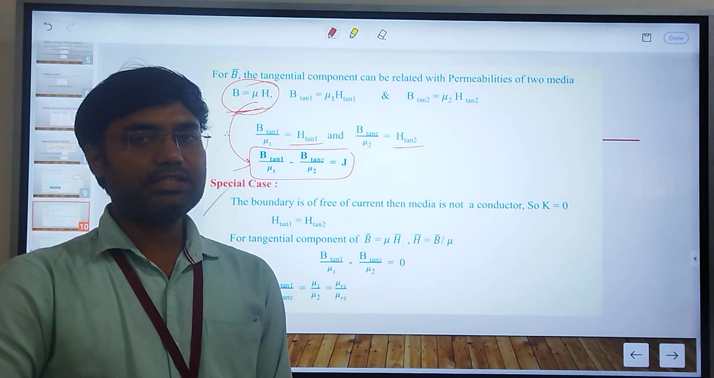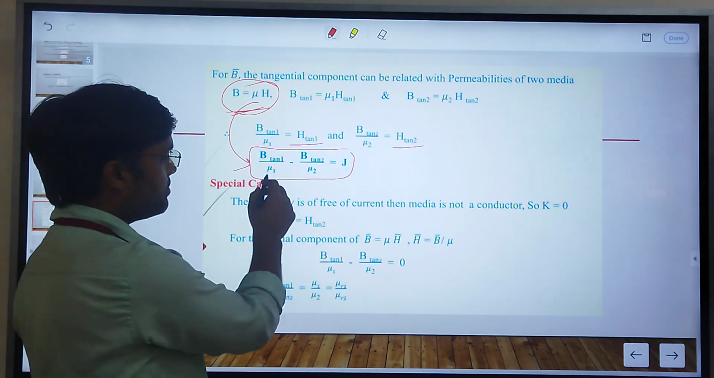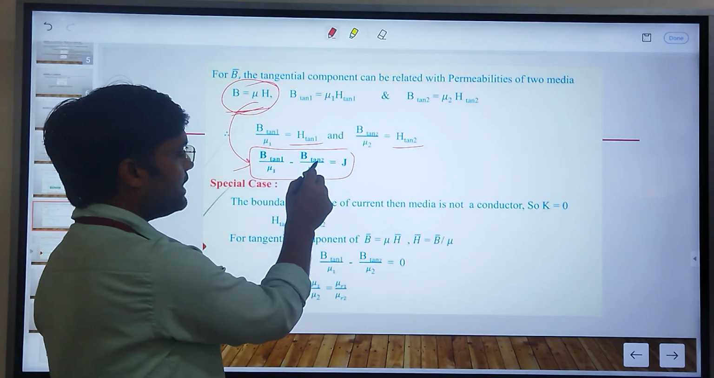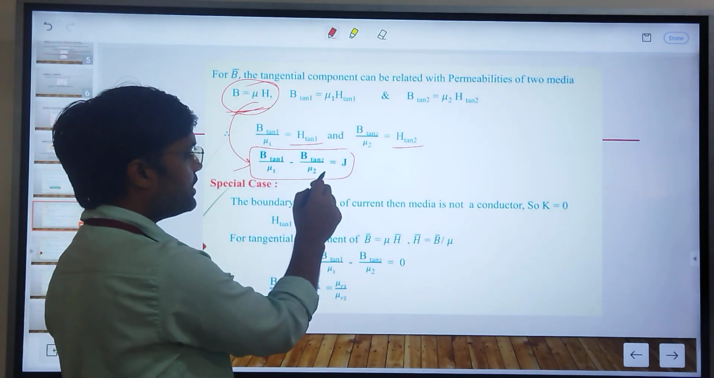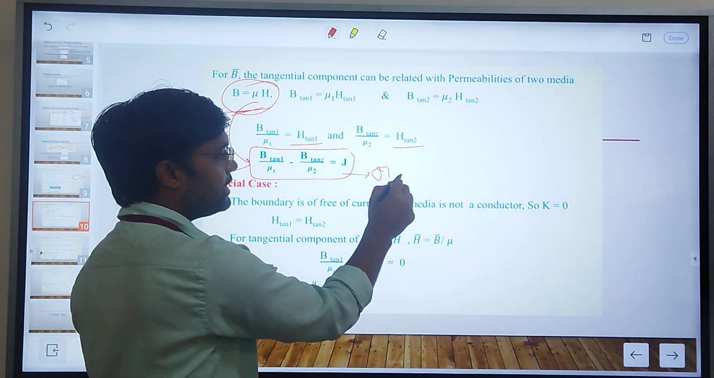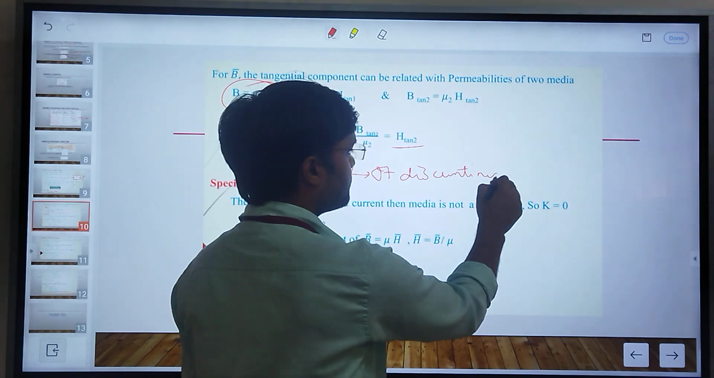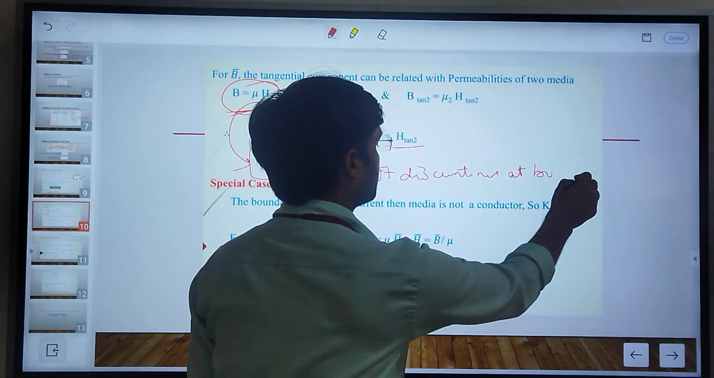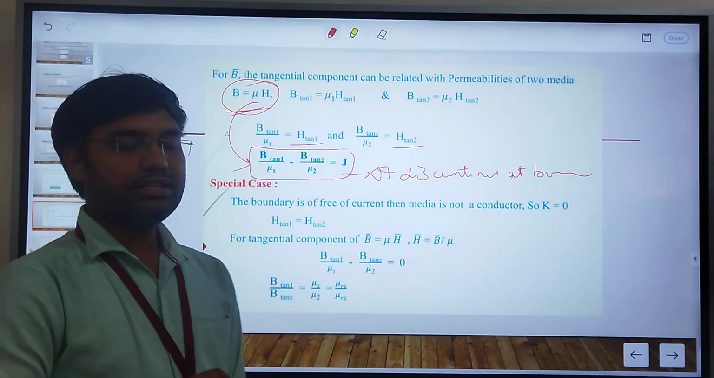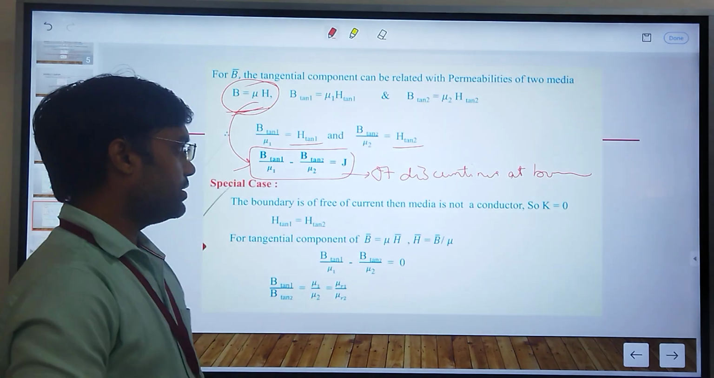So we can get by using this relation, magnetic flux density of tangential 1 component divided by first magnetic permeability minus B tangential 2 divided by mu2 equal to J. This means that it is discontinuous at boundaries, and it depends on different permeability materials.